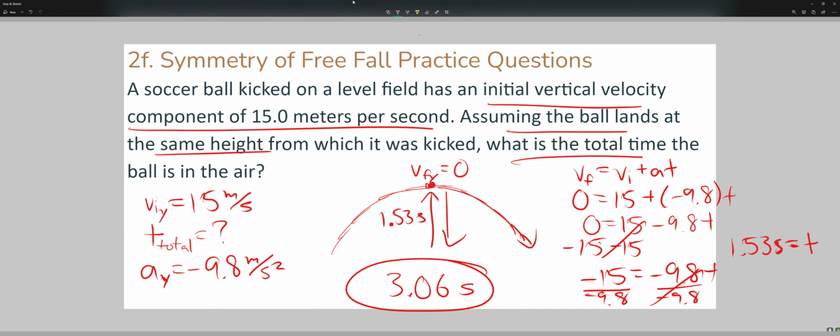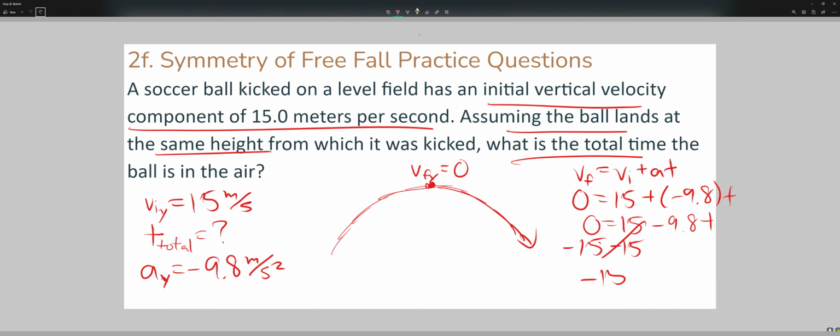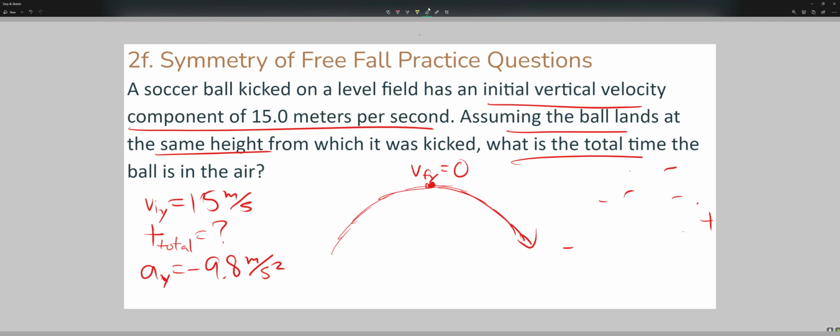There's actually another way to solve for this. Let's erase all of this. So the other way, without having to take multiple steps, is you have to realize that you land at the same height. And if you land at the same height, you can say that dy here is 0. My vertical displacement is 0. I land at the same height.